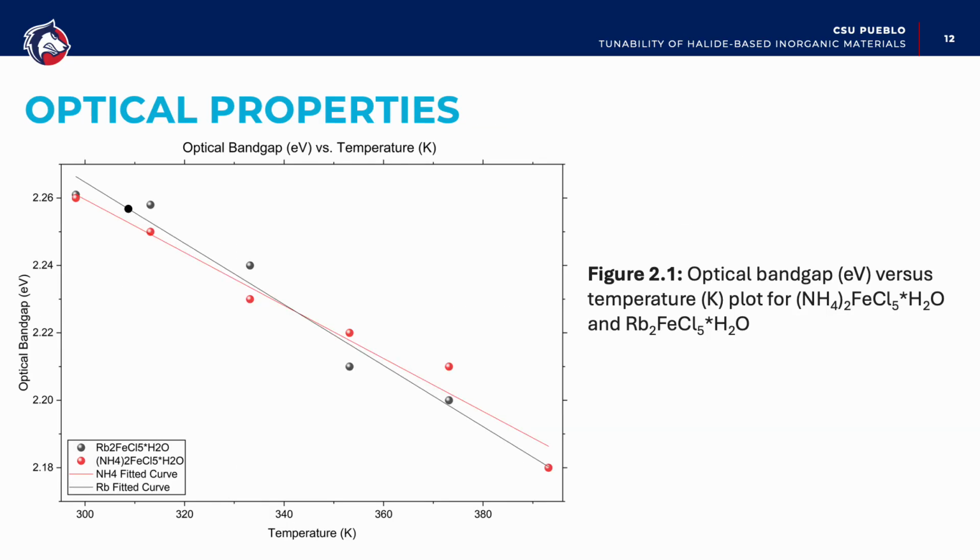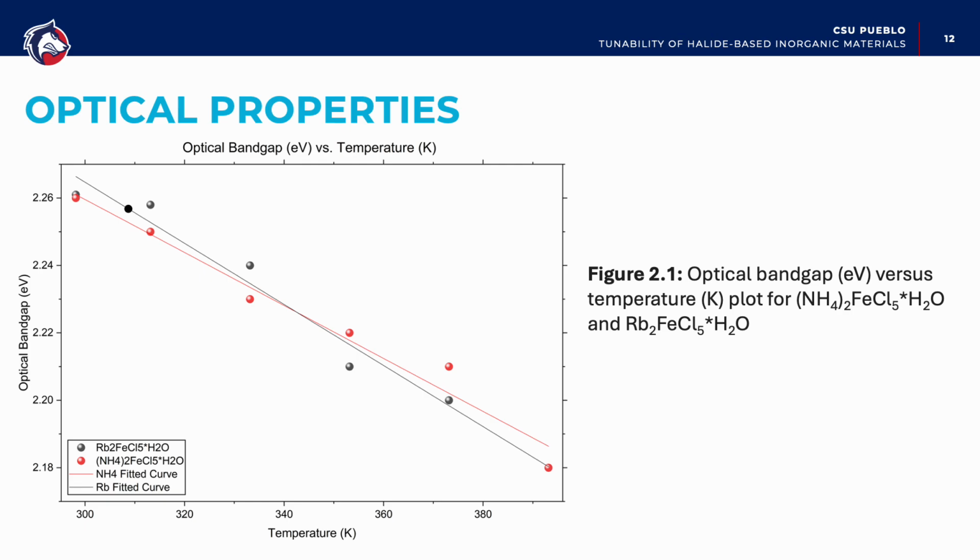And here, we have some interesting data to share. Since the material does not emit with 280 nanometer excitation, and since it shows thermochromic behavior, we thought it would be appropriate to use temperature-dependent diffuse reflectance spectroscopy in order to estimate the optical band gap of our given materials. As you can see, with increasing temperature for both of these materials, the rubidium and NH4-based iron chloride compounds, the optical band gap actually decreases.